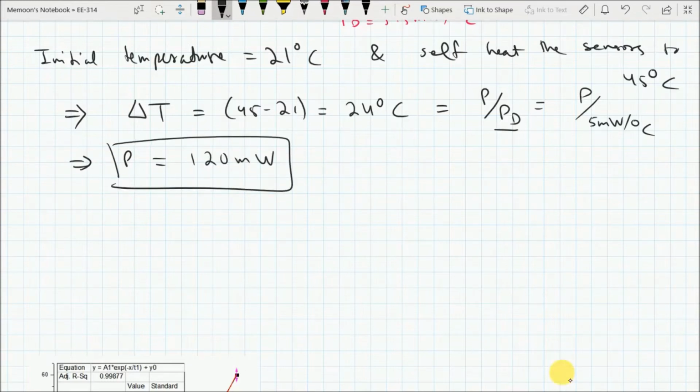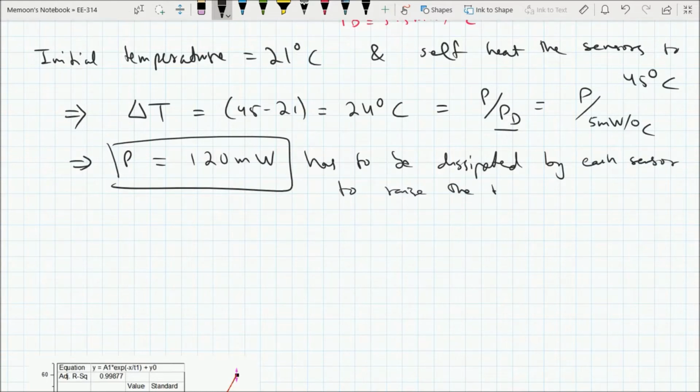This much power has to be dissipated by each sensor to raise the temperature from 21 degrees Celsius to 45 degrees Celsius. So they are being operated at an already elevated temperature, and the wind will cool down one of the sensors, and that effect of cooling will change the resistance of the sensor, and that change in resistance will be converted to how much the wind speed was. So one of our values is there. This is the required power dissipation.